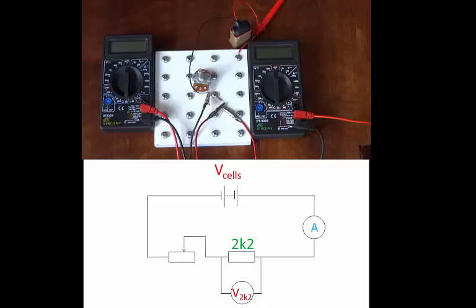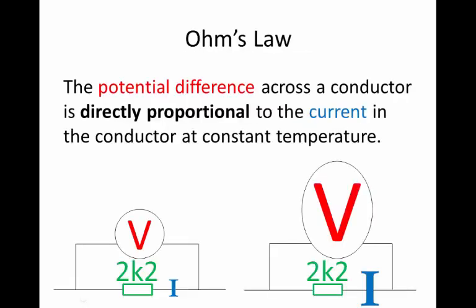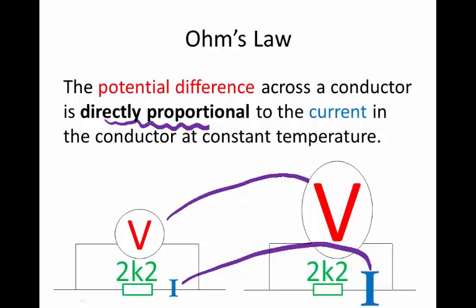So we've used this circuit to show that a resistor is an ohmic conductor. In other words, it obeys Ohm's law. As we increase the potential difference across it, the current strength through it increases by the same factor. The two variables are directly proportional as long as temperature is constant.